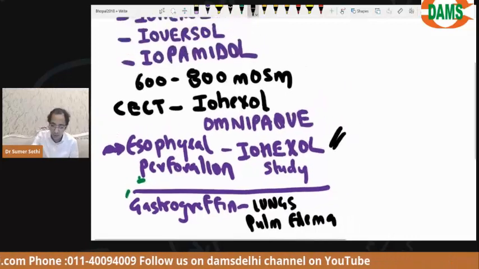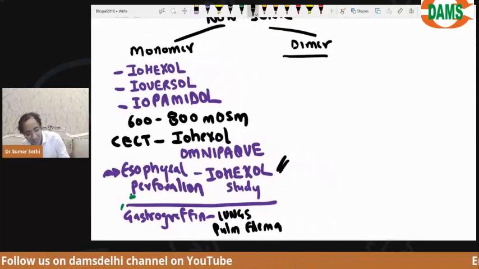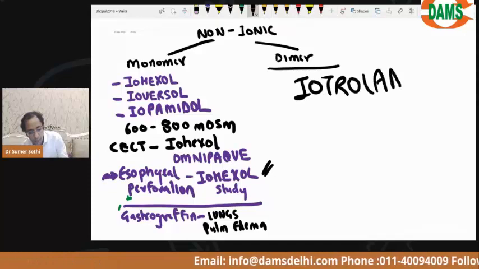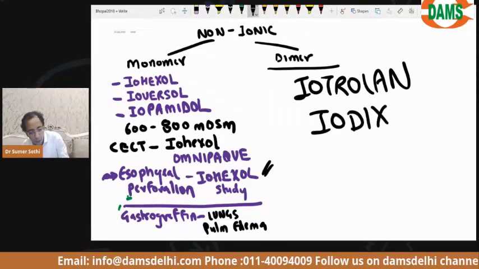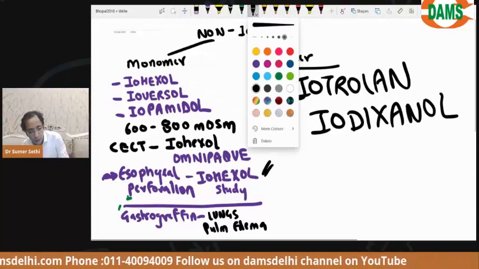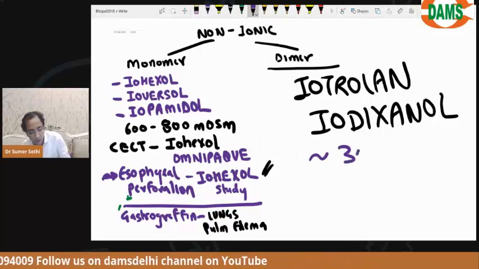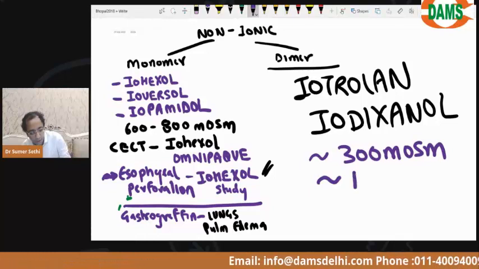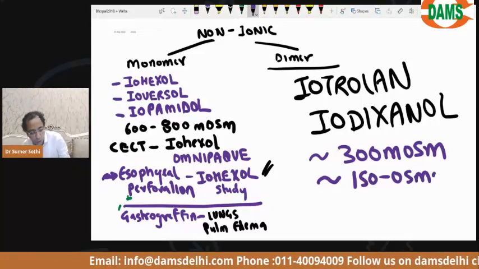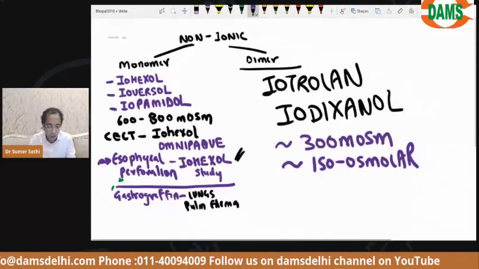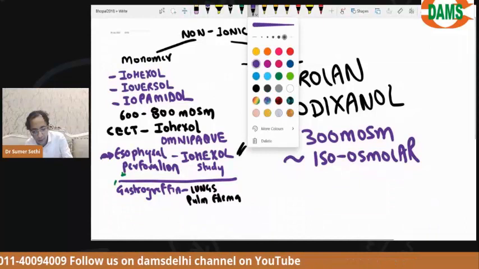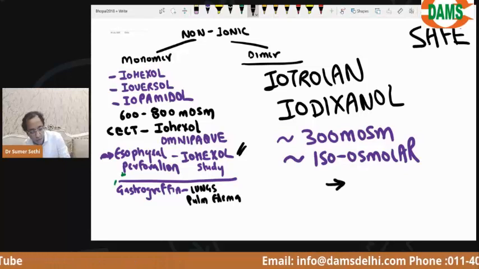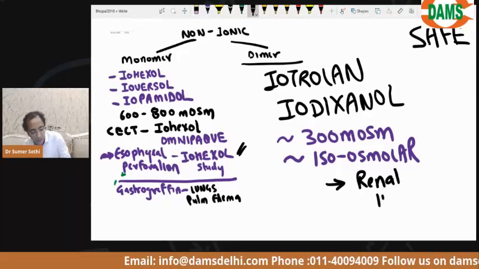Everybody understands? Yes, I think you have studied this in surgery. Non-ionic dimers are iotrolan and iodixanol. They have the advantage of an osmolarity of 300 milliosmol, and I will call them isoosmolar to plasma. Because their osmolarity is the same as plasma, they are very safe to use, and you can use them even in people with renal insufficiency.